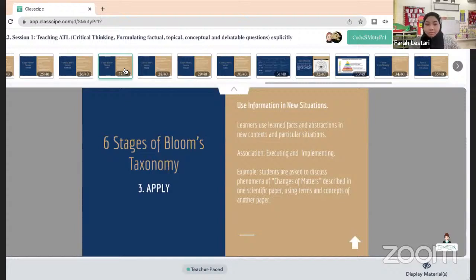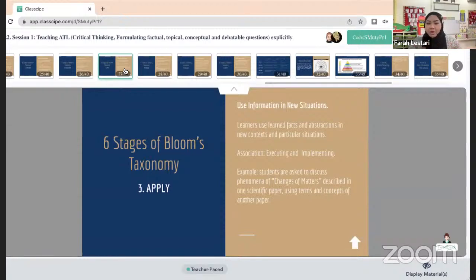The association is executing or applying a certain procedure to a familiar task, or implementing, applying a new procedure to an unfamiliar task altogether. This is an example that we bring. Students are asked to discuss phenomena of changes of matter. This is what my colleague is teaching currently in grade 7.